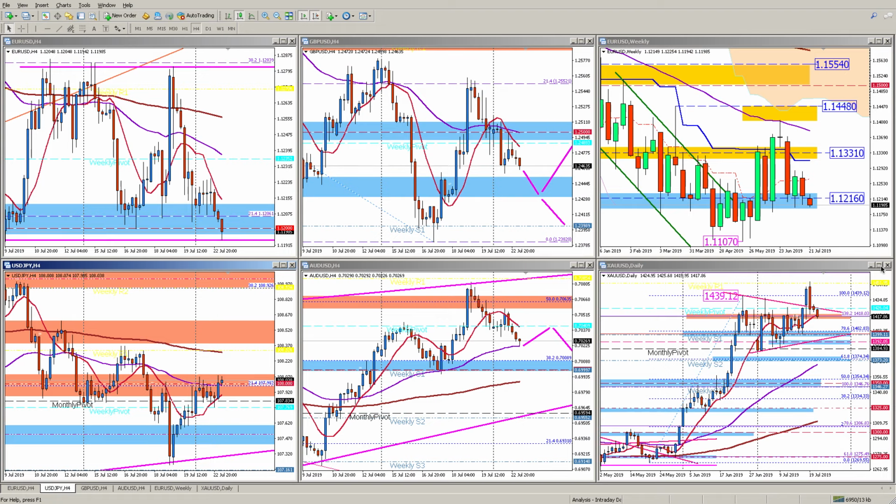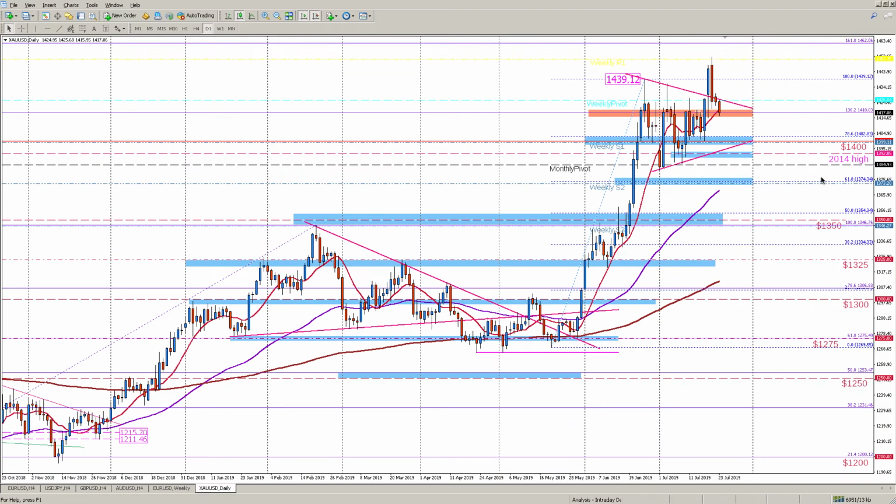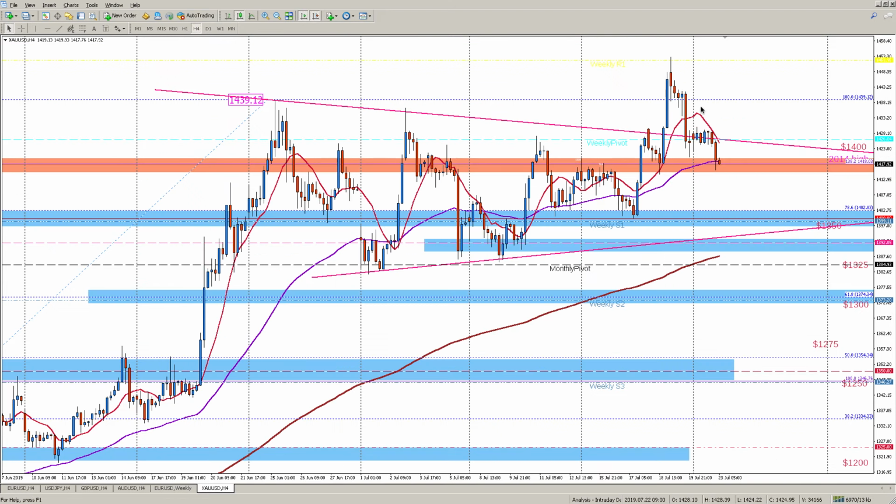Okay, moving on to spot gold, and spot gold has retreated after a spike higher above the 1450 level at the end of last week, pulled back into the triangle, and has now found support at the 138 Fibonacci level inside the triangle. Switching to the 4-hour time frame, and it also coincides with the 55 period EMA now.